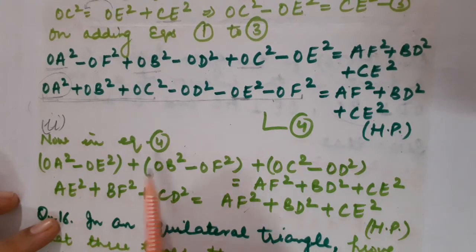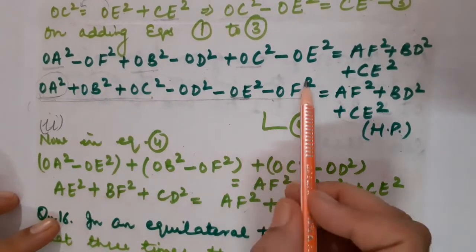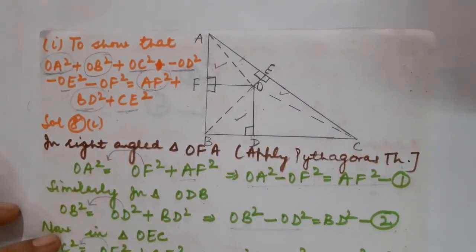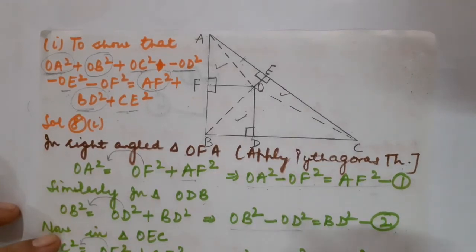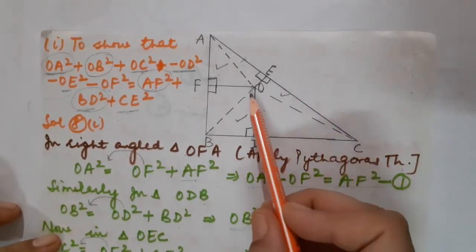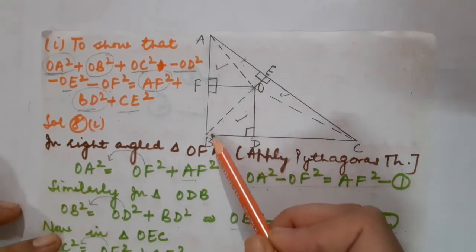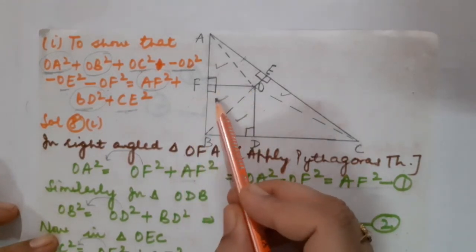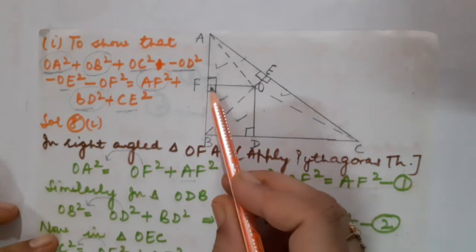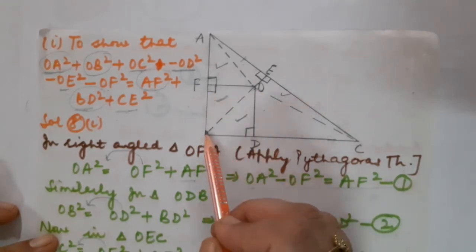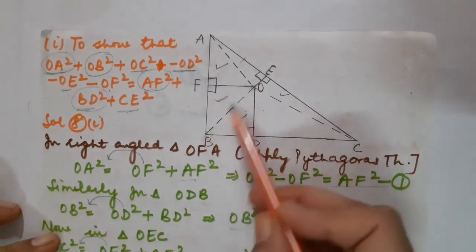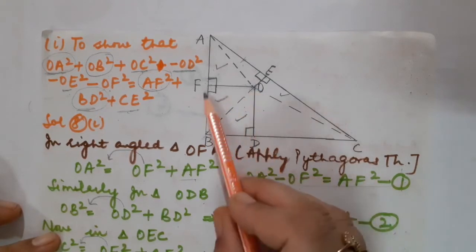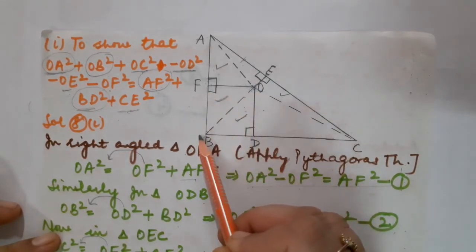Plus, now I am going to make the pairing of OB square with OF square. You will have to choose the appropriate right angle triangle so that you can get BF square. So let us reach in the triangle. I want OB square minus OF square. Which particular right angle triangle, that is BFO, so that I can get BF square. Correct? OB square is hypotenuse square minus altitude square, that is OF square, which will be equal to base square, that is BF square. Got it?